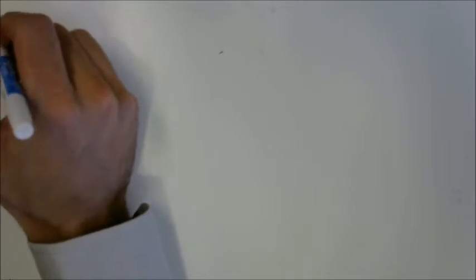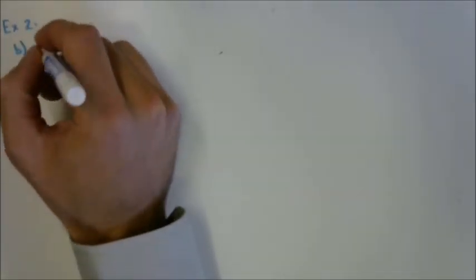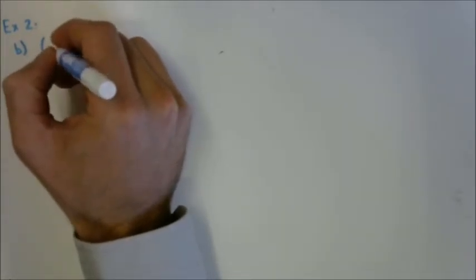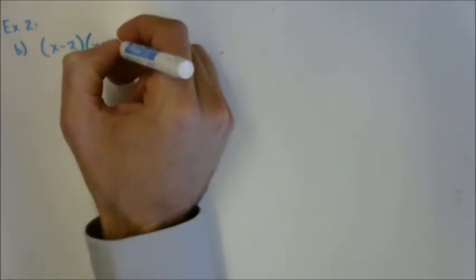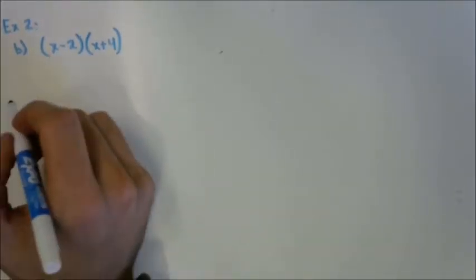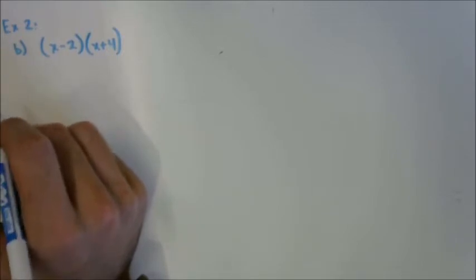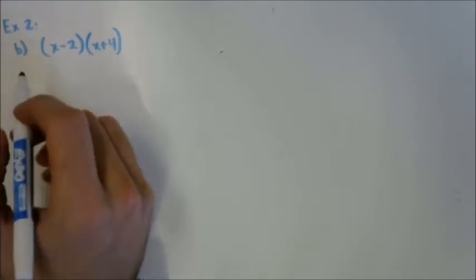Okay, looking at example number 2, which is just using the distributive property. We're going to find each binomial product. I'm going to leave A alone. You can do A by yourselves at some point. I'm going to do example 2B. In B, we're given the factors x minus 2 and x plus 4. And all I need to do is use my distributive property, which means I'm FOILing that.